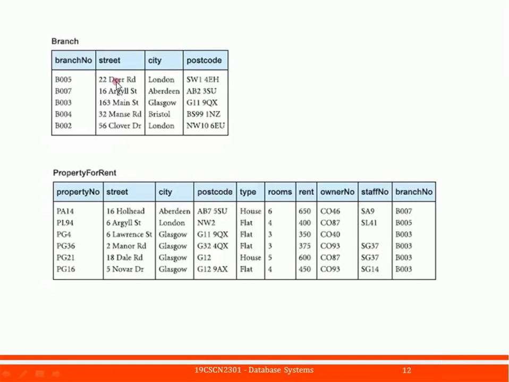So we are going to consider two relations, branch and property for rent, for the rest of the operations. You could see that branch is a relation consisting of 4 attributes: branch number, street, city, and postcode. And property for rent stands for the relation consisting of the properties that are given for rent, who is the owner of that property, and the staff number of the staff who is going to oversee that property. So these are the two relations that we are going to consider in the rest of the operations.